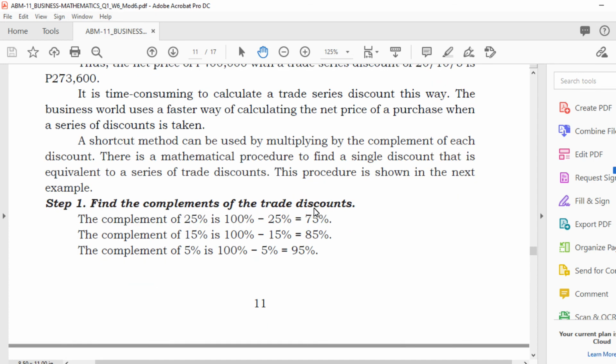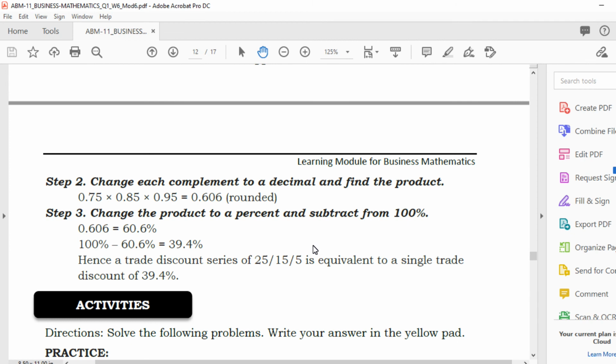Una, find the complements of the trade discount. Okay. 25, 15, 5. Or it's either 100 minus 25 is equal to 75%. 100 minus 15 equals to 85%, and 100 minus 5 equals to 95%. So, pag nakuha mo yan, second, para mas madali, kunin mo lang to 0.75 times 0.85 times 0.95. Ito, 0.606 rounded. Ang 0.606 niya is 60.6%.